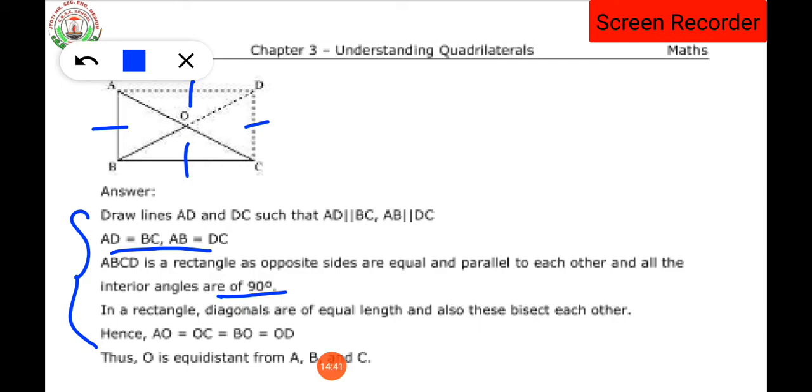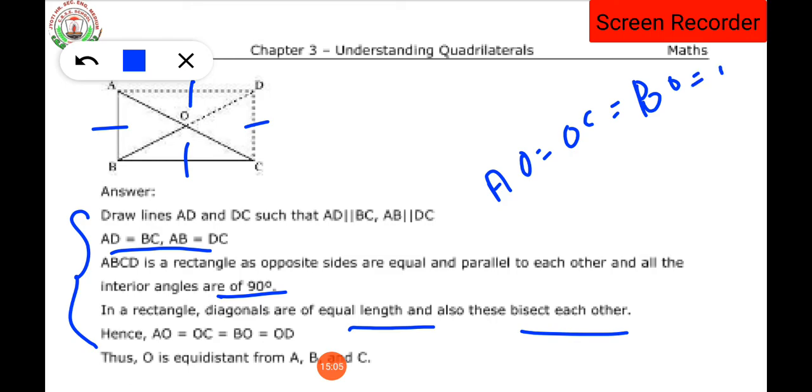Now, in a rectangle, diagonals are of equal length. Of course, it is of equal length by the property of a rectangle. If it is of equal length, of course, they will bisect each other. So if they are bisecting each other, that means OA is equal to OC, equal to BO, equal to OD. That means this one is the center bisector of the diagonal. So the length of AO will be equal to OC and the length of BO will be equal to OD.